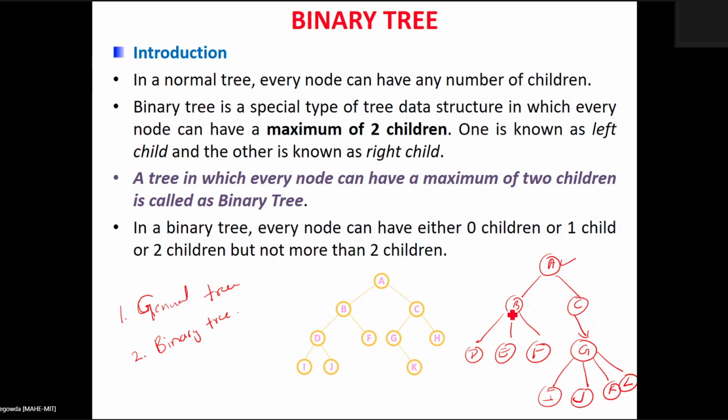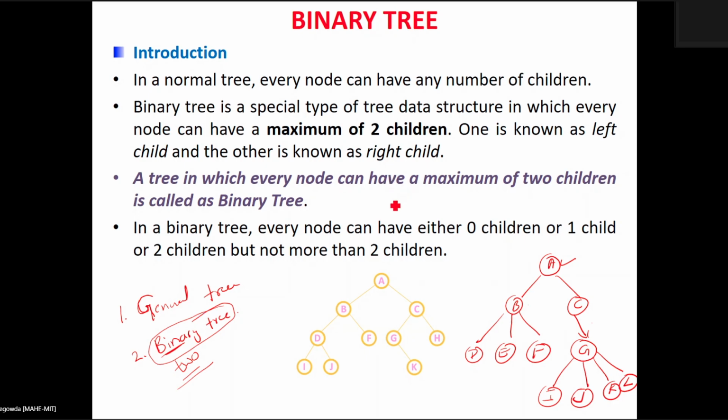Okay, so representing or remembering those things is an overhead in the case of a general tree. For that, we are going to make another kind of tree. It is a special tree called a binary tree. The name implies nothing but 2. A binary tree is one in which every node can have a maximum of 2 children.